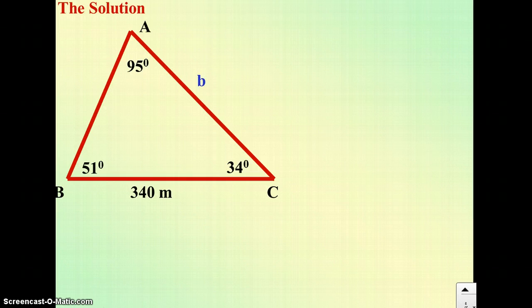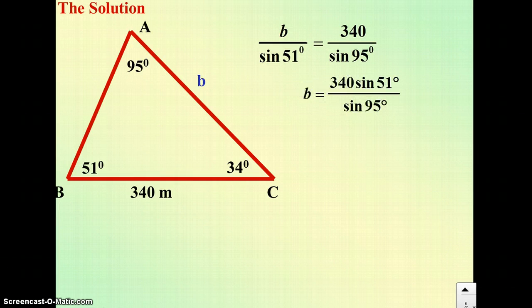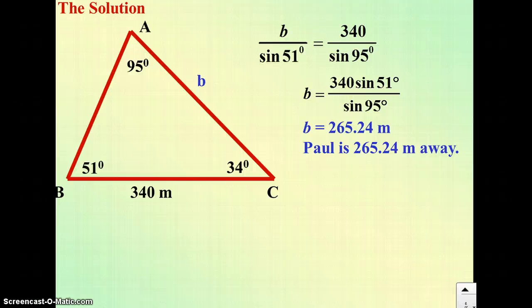Use my sine law. B over the sine of 51 is going to equal 340 over the sine of 95. My unknown is in the numerator, so multiply both sides by the sine of 51. I know little side B using my calculator. So we now know how far Paul is from the plane.